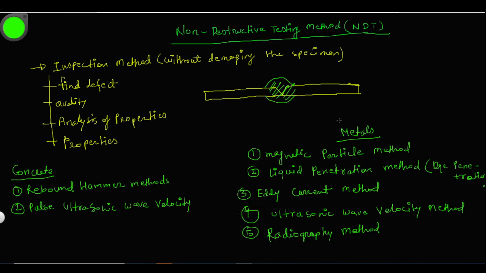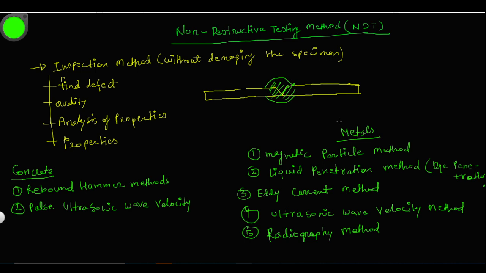Welcome back. We are starting a new topic, that is the non-destructive testing method (NDT). In this inspection method, without damaging the specimen, it is to find the defects in the specimen, what the quality of the specimen is, and analysis of the properties of the specimen.